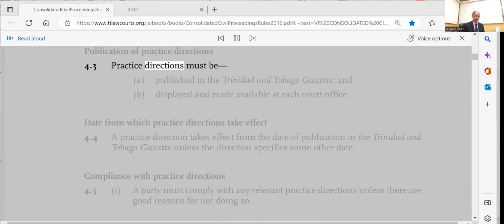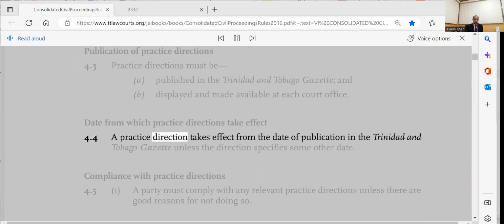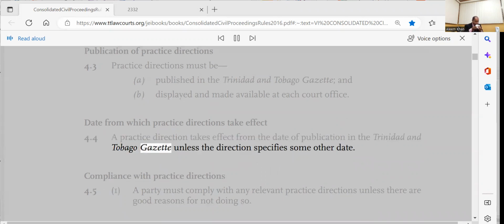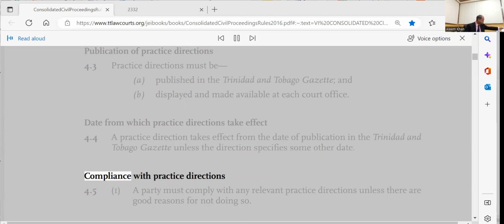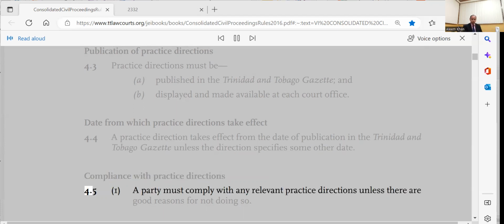Publication of practice directions. 4.3 Practice directions must be a. published in the Trinidad and Tobago Gazette, and b. displayed and made available at each court office. Date from which practice directions take effect. 4.4 A practice direction takes effect from the date of publication in the Trinidad and Tobago Gazette unless the direction specifies some other date. Compliance with practice directions. 4.5 1. A party must comply with any relevant practice directions unless there are good reasons for not doing so.